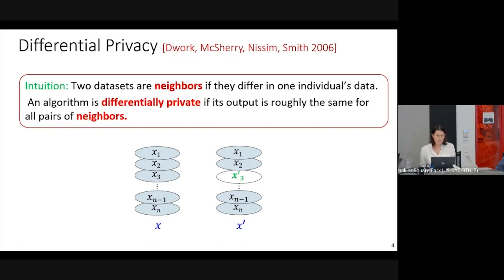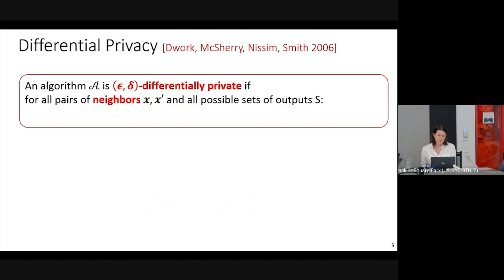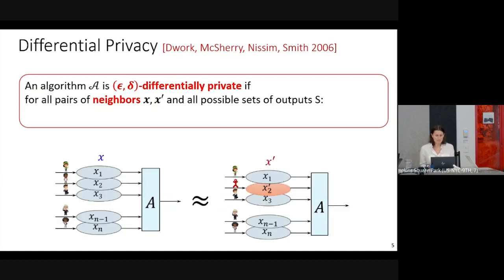And so more formally, we'll say an algorithm is epsilon-delta differentially private if for all pairs of neighbors and all possible sets of outputs, these two things are close. So in particular, the probability that the algorithm has an output in this set S only differs by an e to the epsilon multiplicative factor in the two cases, and a delta additive factor.